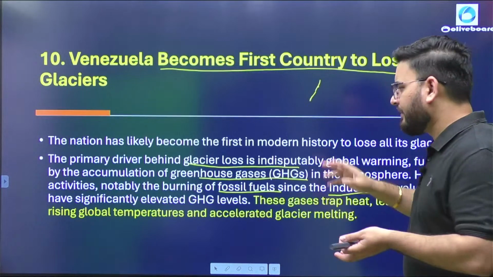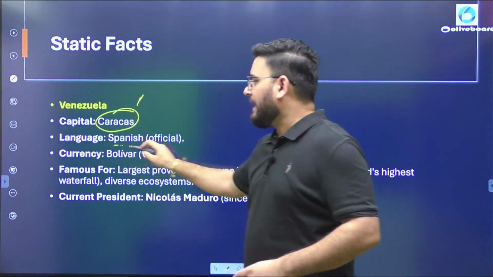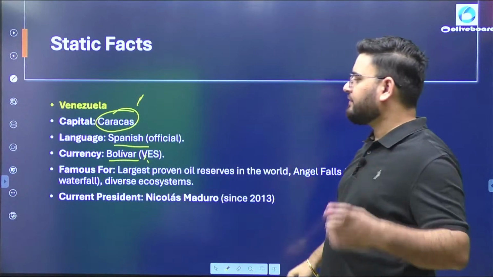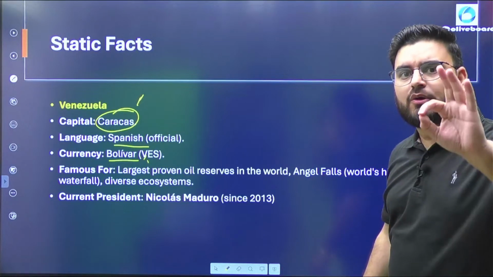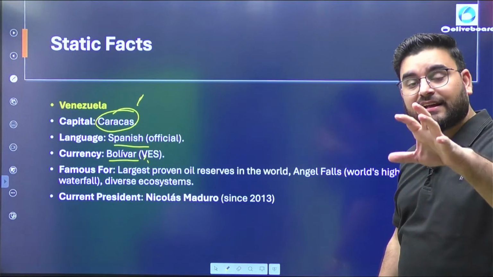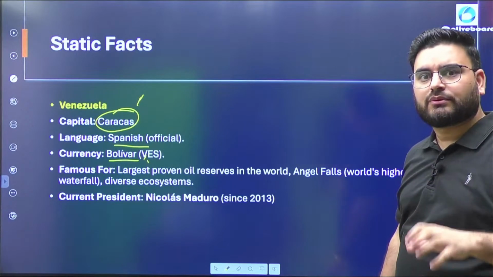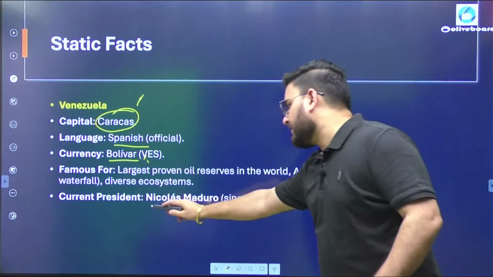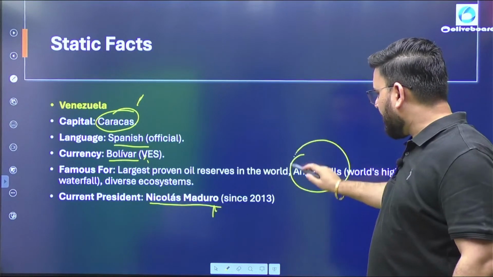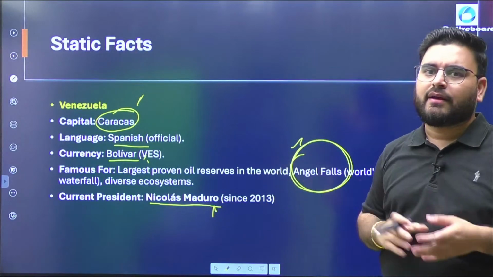Now the static things here about Venezuela. The capital is Caracas. The language is Spanish. Remember, the currency is the Bolivar, and it is famous for the largest oil reserves in the world. Venezuela is also suffering from hyperinflation, but they have managed to control it. The current president is Nicolas Maduro. One very important thing: Angel Falls, the world's highest waterfall, is also in Venezuela.